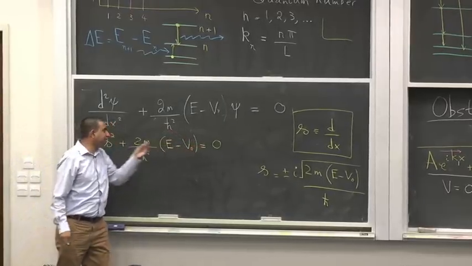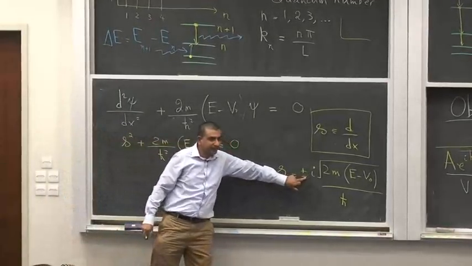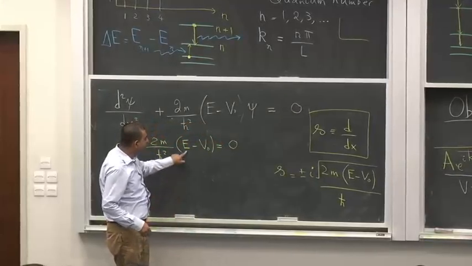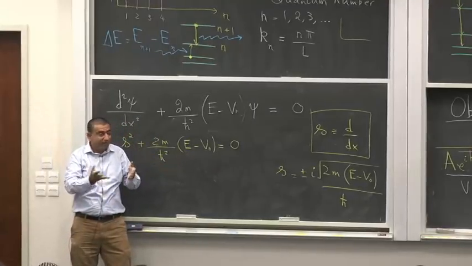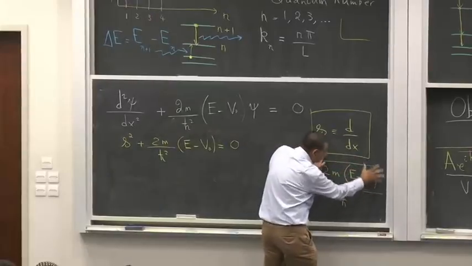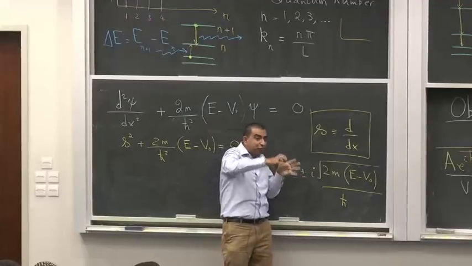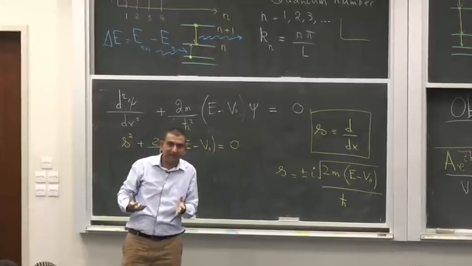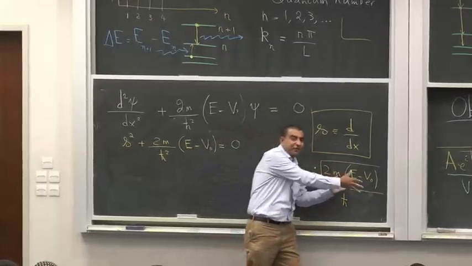So I take this to the other side. S squared is minus some number. The square root of a negative number gives me plus iota and minus iota. And why is it a negative number? Because E is greater than V naught. Really important. E is above V naught. So this thing is positive, and all of this is positive. So I have plus minus iota times the square root of a positive number. The square root of a positive number is manageable. So now I have plus iota of a positive number, and minus iota of a positive number.